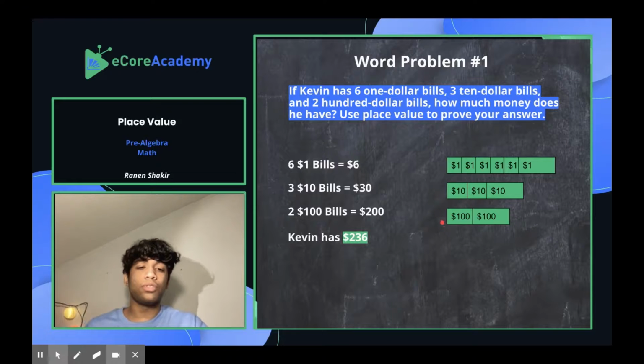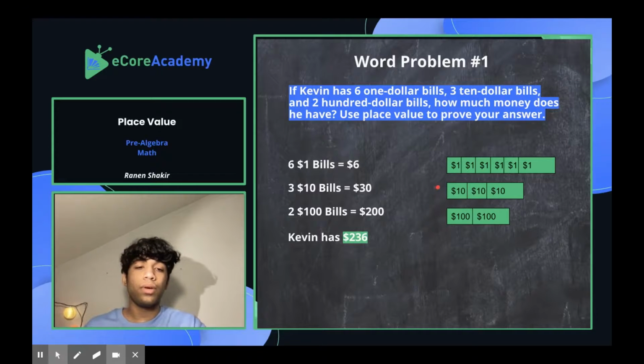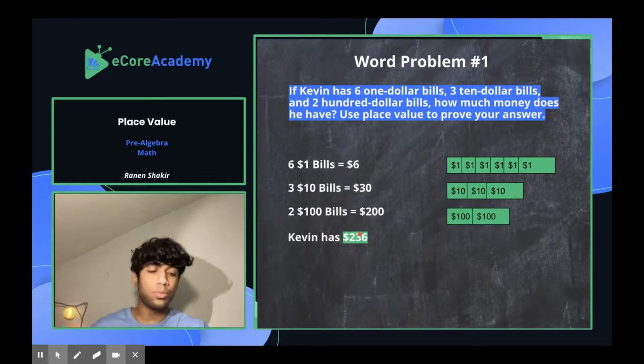So again, we have $200 right here, 30 right here, 6 right here. 200 plus 30 is 230, plus 6 gives your answer of $236. Kevin is a rich man.